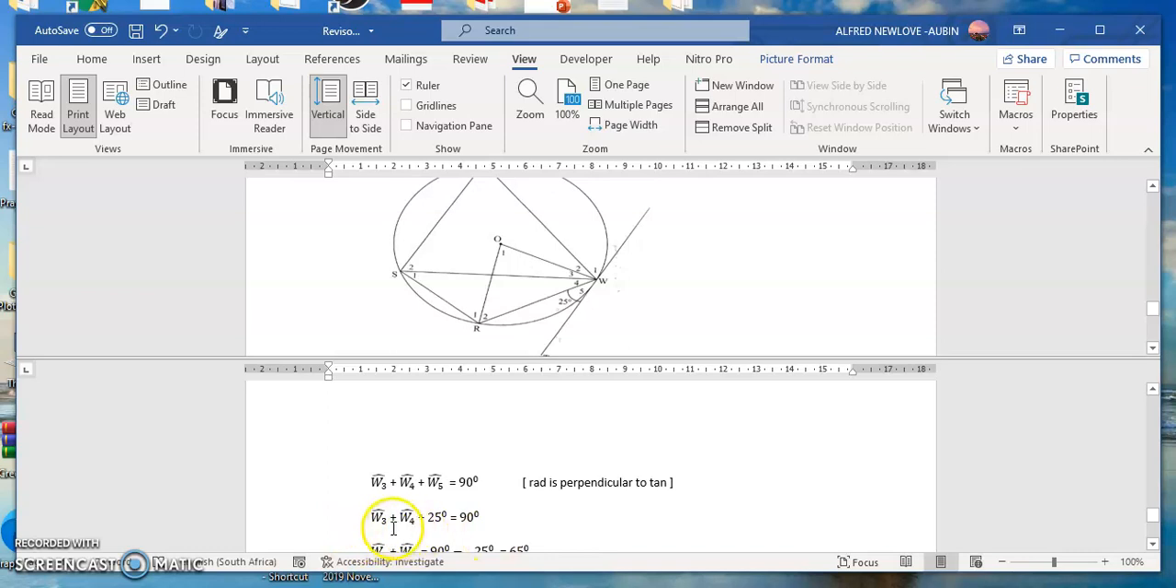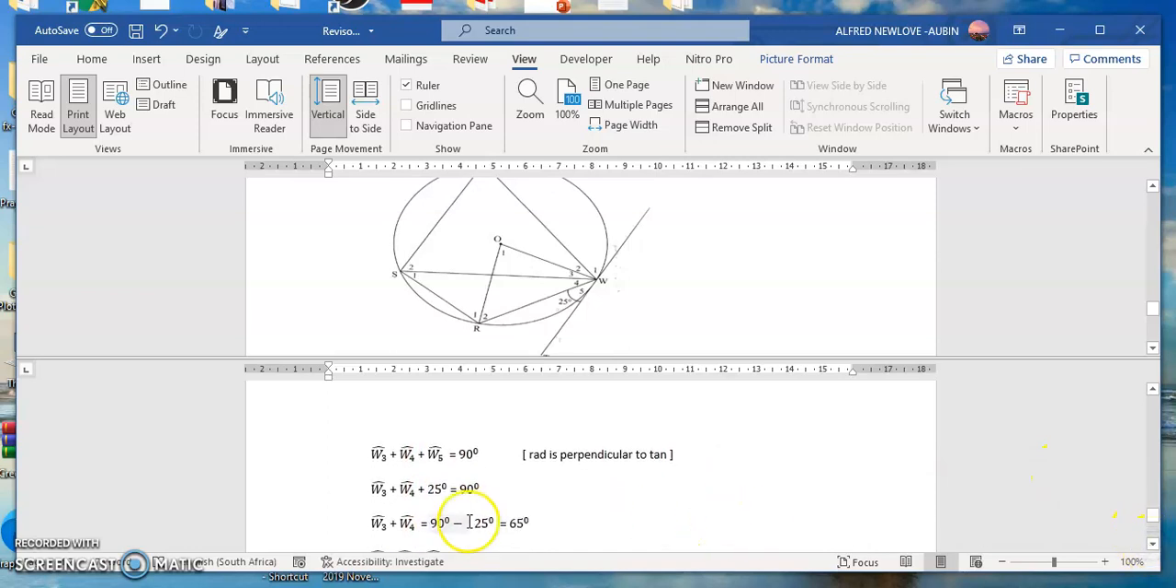Then we know W5 to be equal to 25. It's already given to us. So we substitute 25 there. So we can say that W3 plus W4 is equal to 90 minus 25, which is 65.